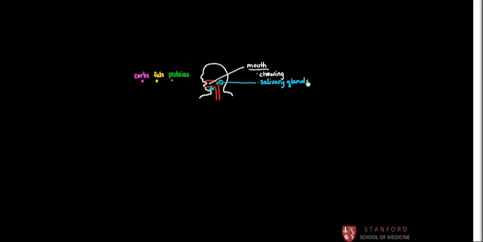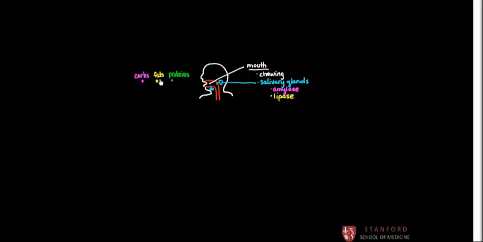So the first enzyme that's in the saliva is called amylase, and amylase works to begin the digestion of carbohydrates. That's why I've done it in purple. We call that salivary amylase because there's also another kind of amylase that comes into play later on in the digestive tract. The other enzyme found in saliva is called lipase, and we also call that salivary lipase because there's a different kind of lipase that comes into the picture later on, and lipase begins the digestion of fats. That's why I've drawn it in yellow.